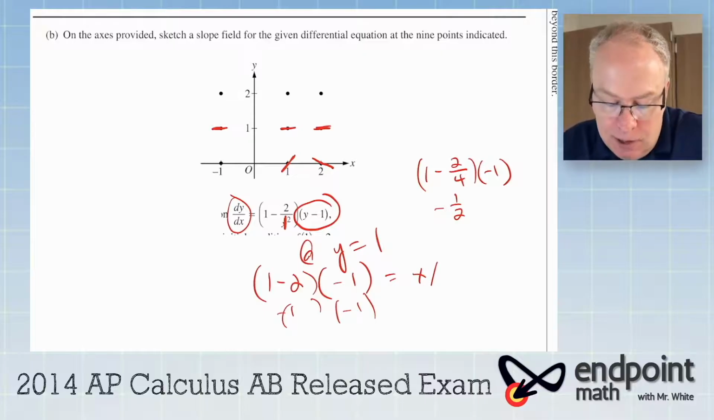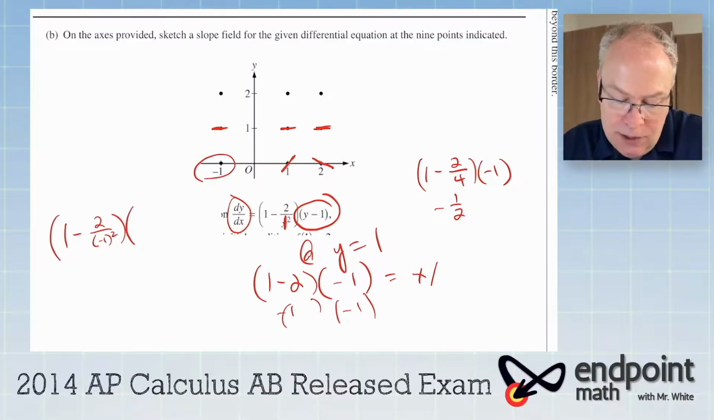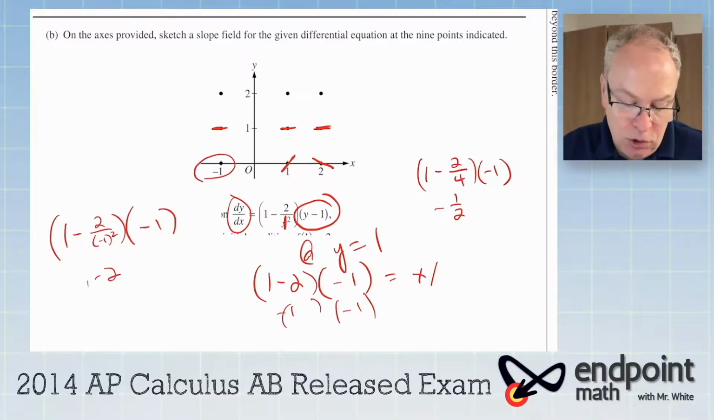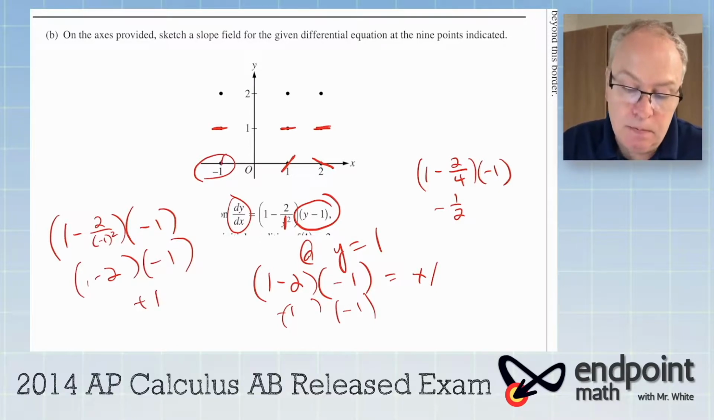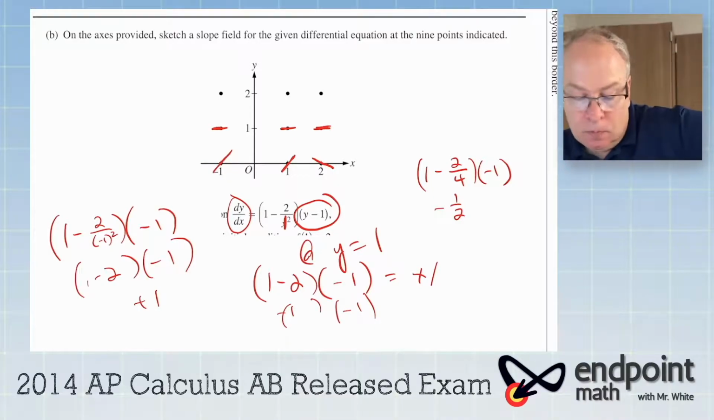All right, so let's now plug in x equals negative 1. So that would be 1 minus 2 over negative 1 squared, once again, times negative 1, because we're plugging in negative 1 comma 0. So that would be 1 minus 2, which is negative 1. So that would be positive 1 again. So right here, we have a positive 1.